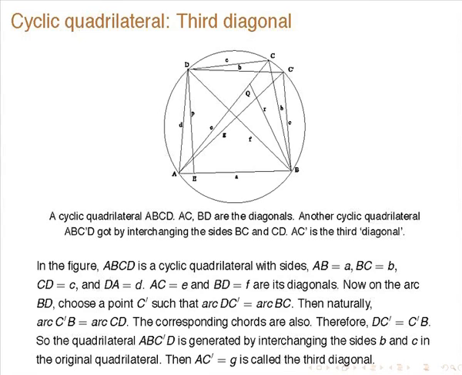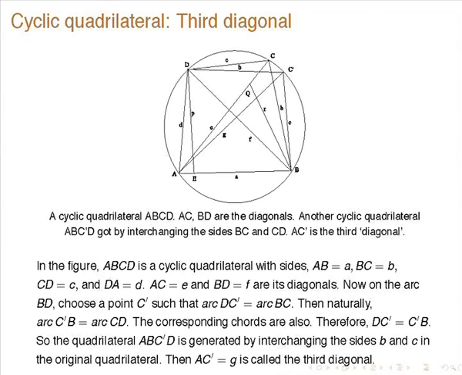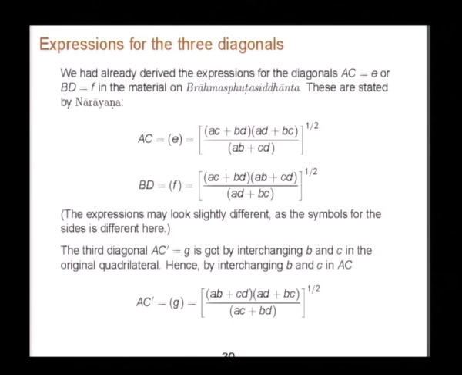Very easily you can find out the third diagonal, because what have you done in getting this new diagonal? Essentially the sides B and C have been interchanged, right? See this upper side: instead of C this has become B, and instead of B it has become C. So, you only interchange B and C. The diagonal expression is also straightforward. So, interchange B and C. So, AB plus CD, this will be AD plus BC, that will then be AC plus BD. So, this is the third diagonal.